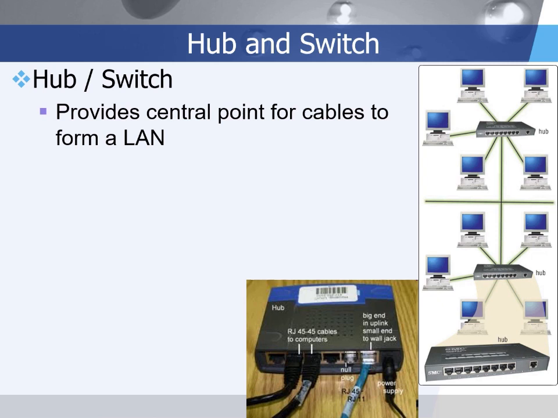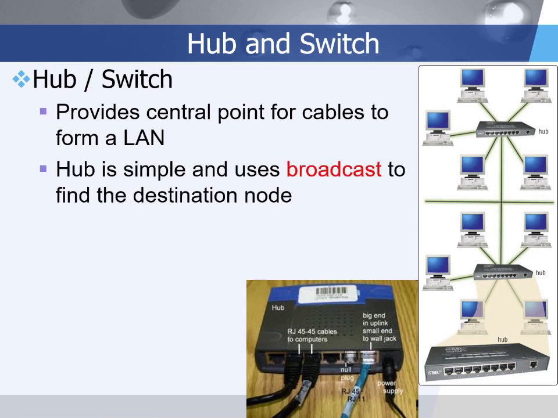So a hub can provide a central point for cables to form a LAN. A hub is simple and uses broadcast to find the destination node. For example, this computer wants to talk to this computer. They need to send a message to the hub, and the hub will use broadcast, meaning that the message will be forwarded to every computer connected to the hub. The destination node receives the message, knows that the message is for itself, and then can respond to the source of the message. Of course, this type of broadcast is not that efficient because we just need one-on-one communication, but the message is actually sent to unnecessary computers.